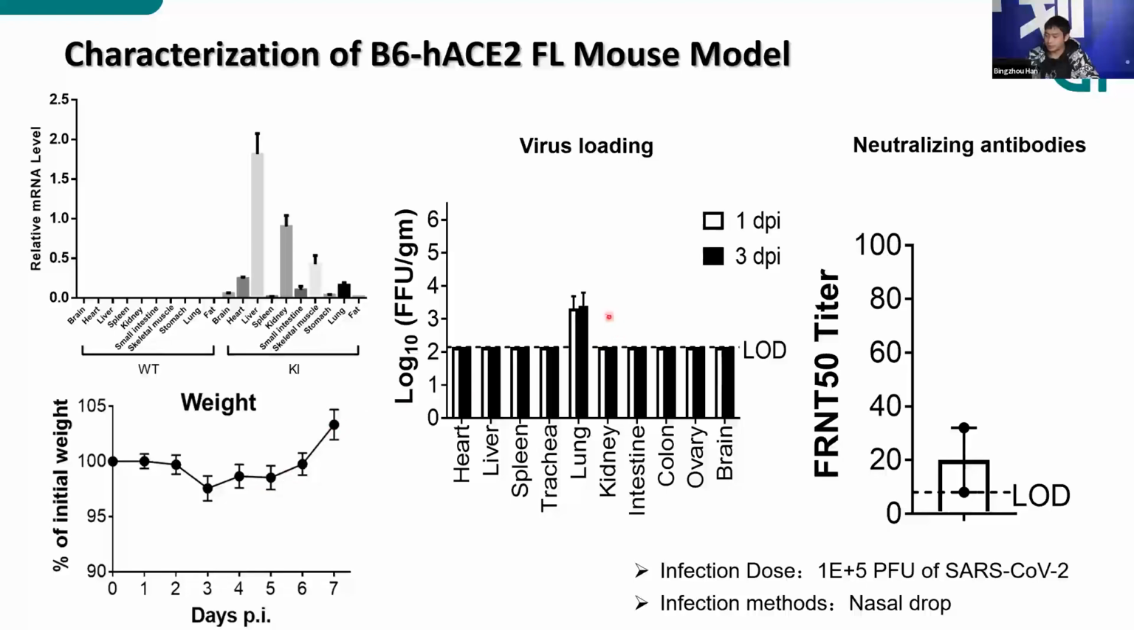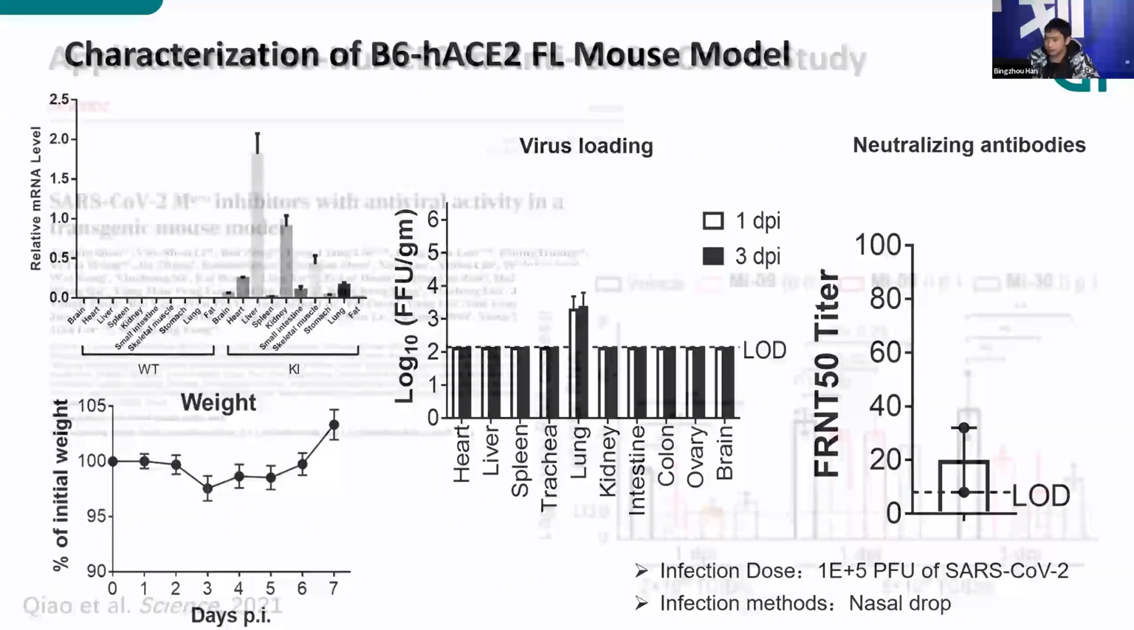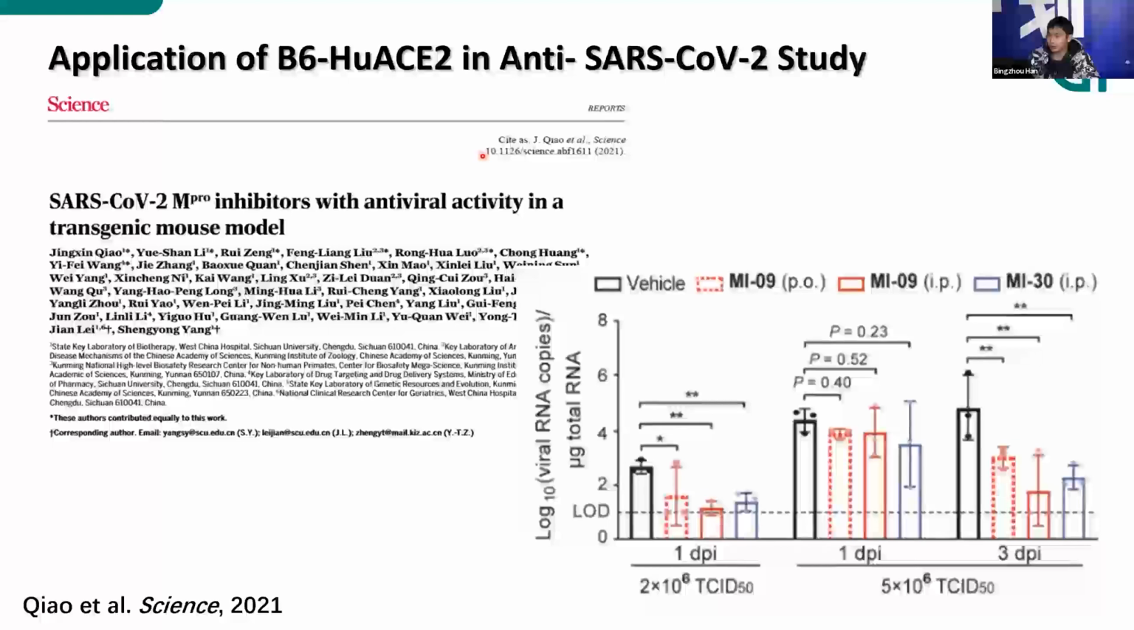And then we also tested the virus loading in the lung in this B6 humanized ACE2 mice model. At 1 day or 3 days post-infection, we can see that the virus load in the mice lung is significantly higher. And then we also tested the neutralizing antibody in the blood, and all these things demonstrate the expression and the functionality of this humanized ACE2 mouse model for the study of COVID-19 infection in mice.